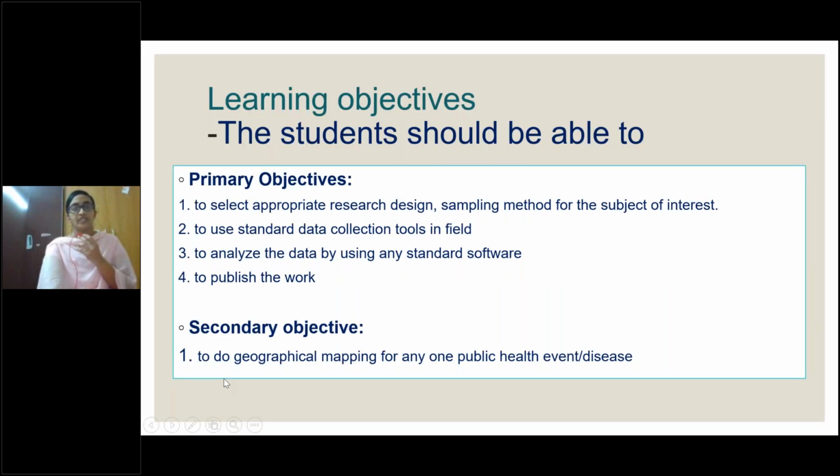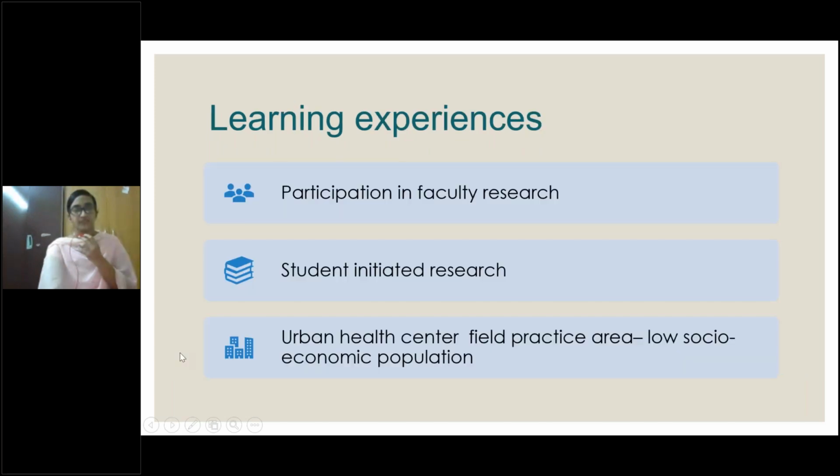The learning objectives are that the student should be able to select appropriate research design and sampling method for the subject of interest, use standard data collection tools in the field, analyze the data using any standard software, and publish the work. The secondary objective is to do geographical mapping for any one public health event. Learning experiences will be participation in faculty research and also student-initiated research, and we are planning this in the urban health center field practice area in a low socioeconomic population.